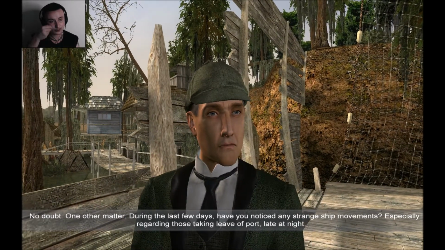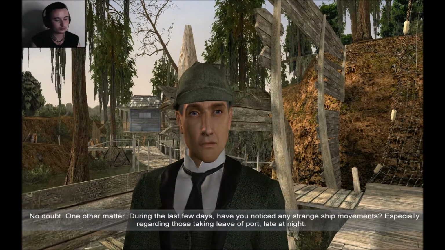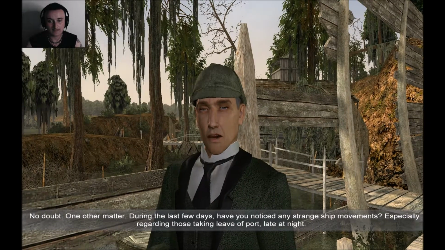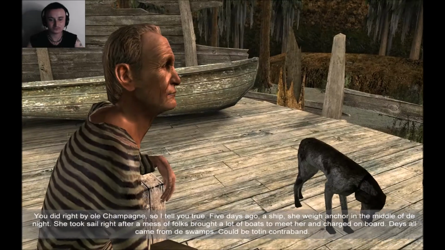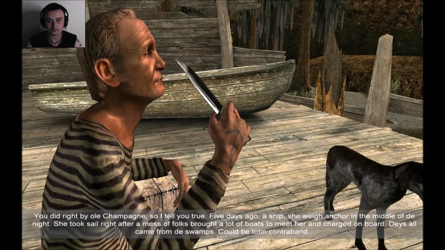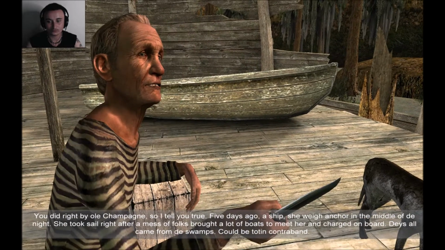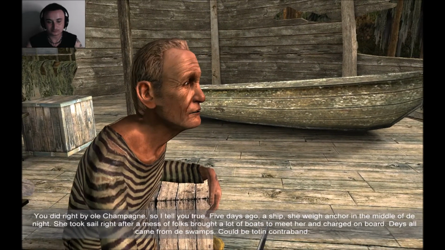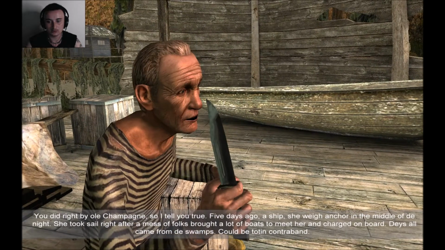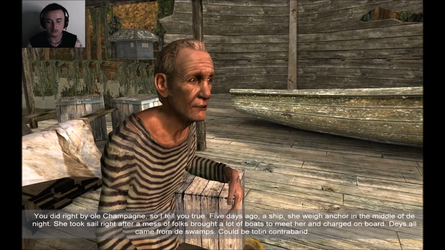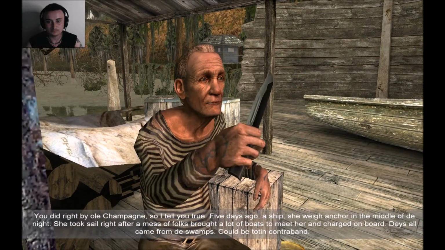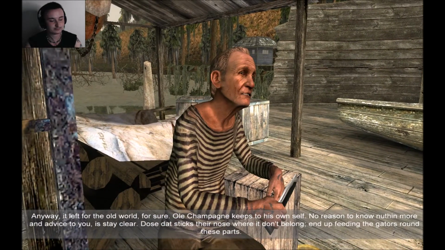During the last few days, have you noticed any strange ship movements, especially regarding those taking leave of port late at night? You did right by old Champagne, so I tell you true. Five days ago, a ship weighed anchor in the middle of the night. She took sail right after a mess of folks brought a lot of boats to meet her and charged on board. These all came from the swamps. Could be toting contraband. Anyway, left for the old world for sure.